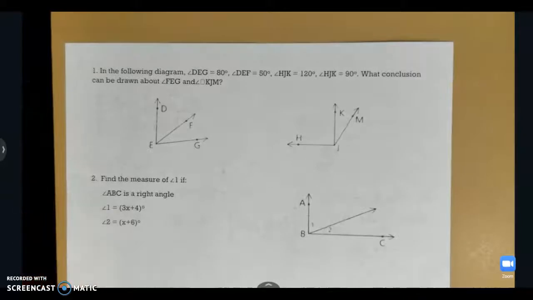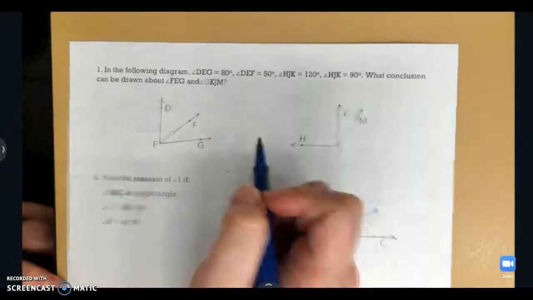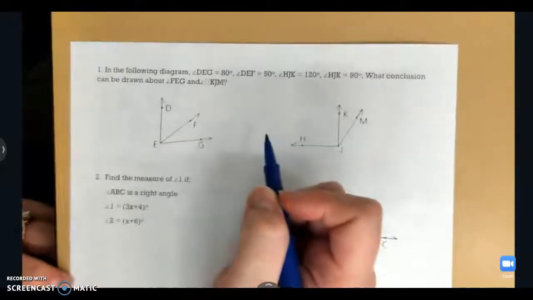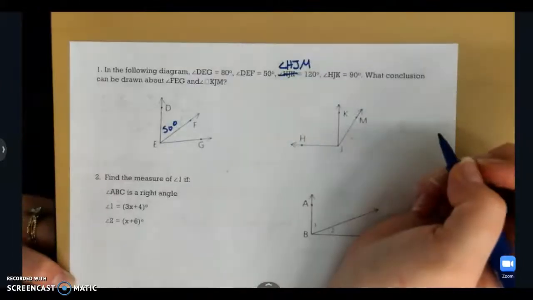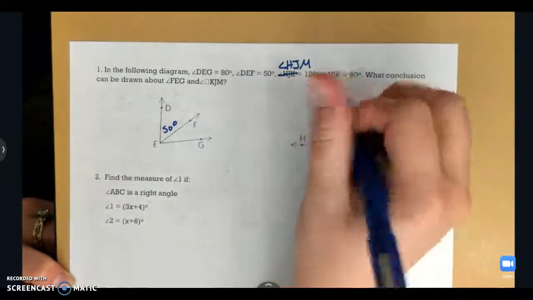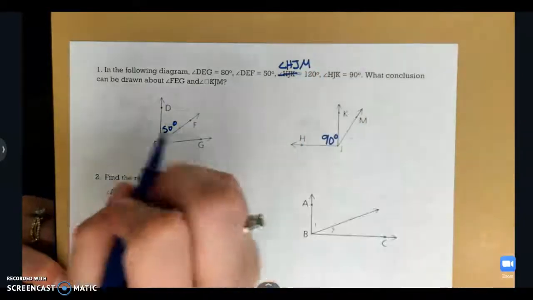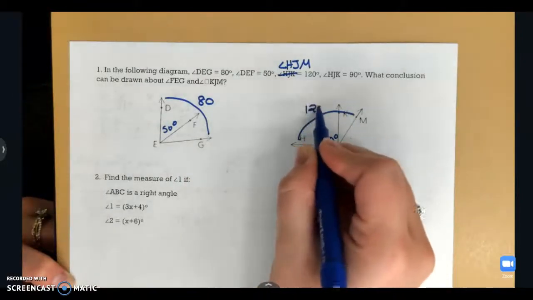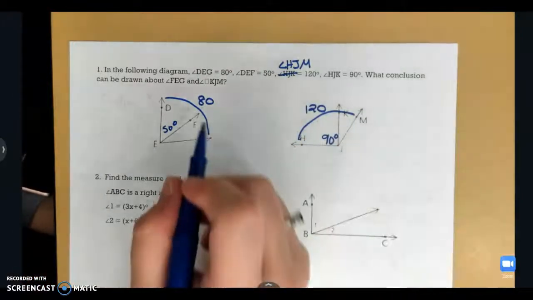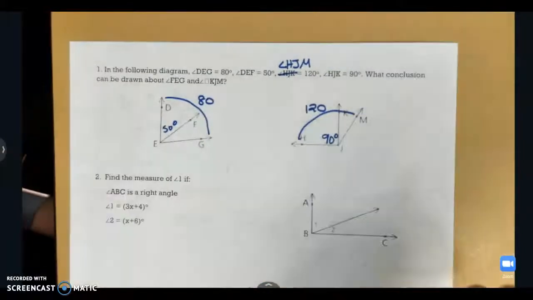And I'm pretty sure I have a typo on this, I apologize. So in this diagram, angle DEG is 80 degrees, so that whole angle is 80 degrees. DEF is 50, so I'm going to label that as 50. HJK is 120. That's supposed to be HJM, I apologize. Angle HJM is 120. HJK is 90. Okay? So this whole angle is 80, and this whole angle is 120. What conclusion can be drawn about FEG and KJM?